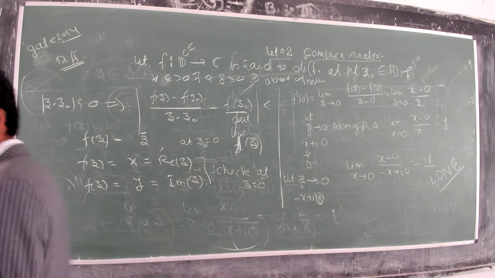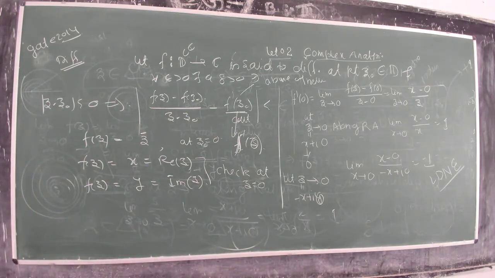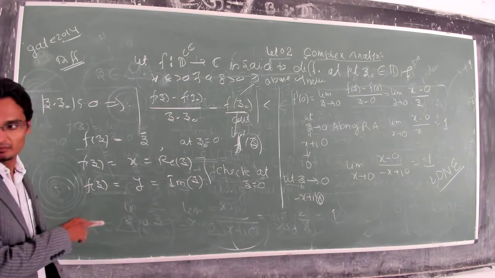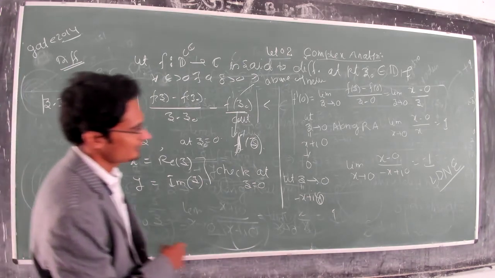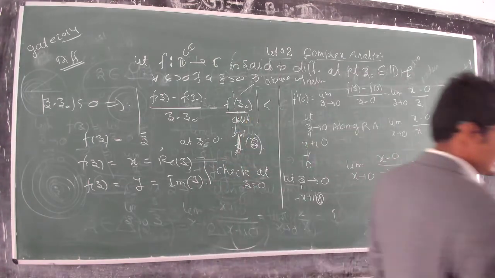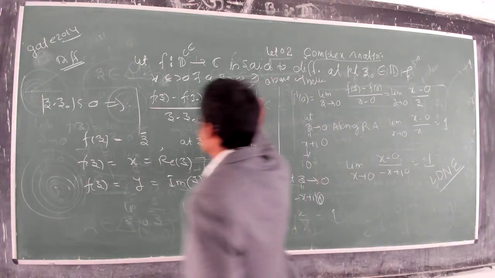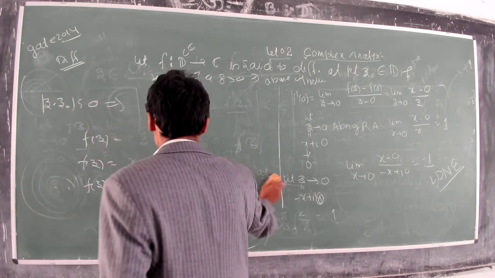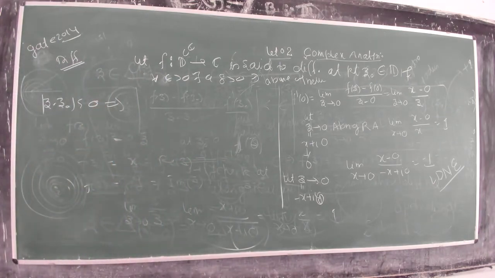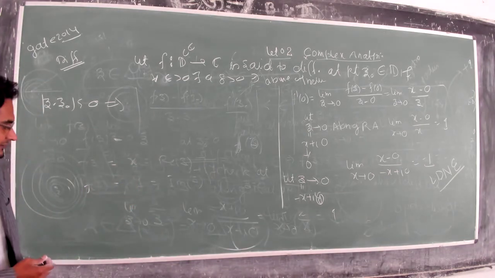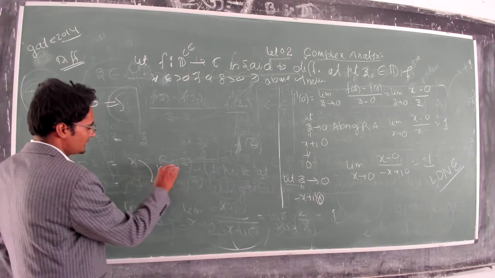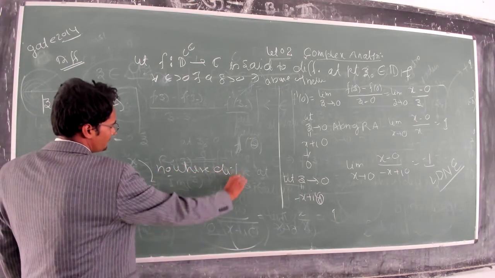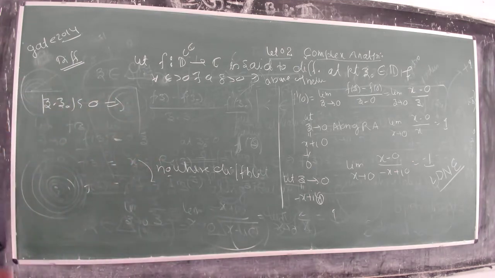This we checked at 0, but if you take y or any such function, the homework is this x and y. This x and y, whatever we had taken, are nowhere differentiable in the whole complex plane. They are not differentiable anywhere. You can take it, okay?